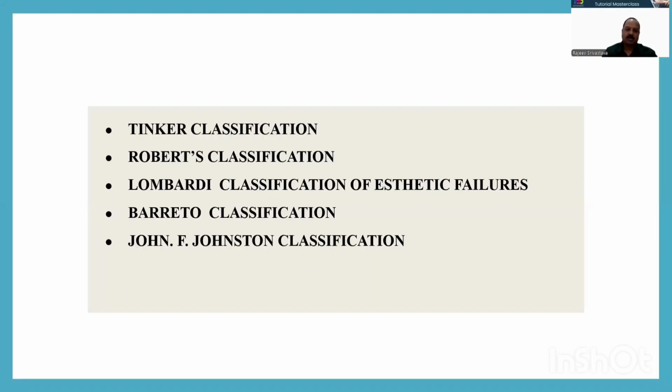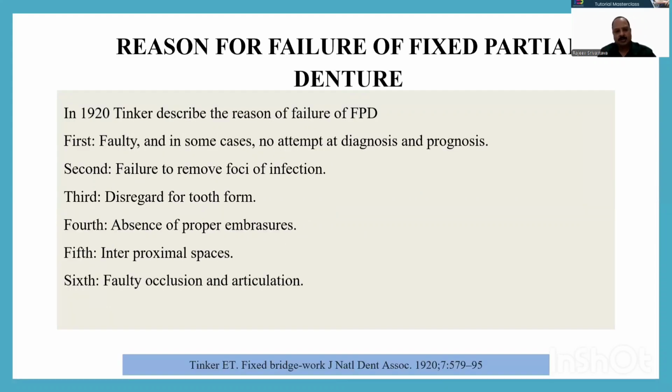Some of these I will discuss. More or less, the same types are mentioned in all classifications, but they have a different way of classifying them. Like in 1920, Tinker described the reasons for failure of fixed partial denture. He divided them into six categories.